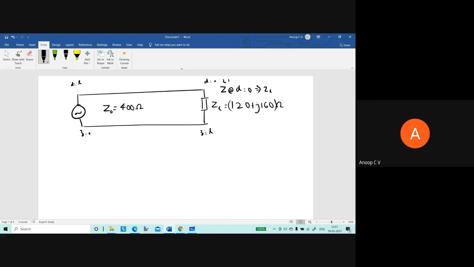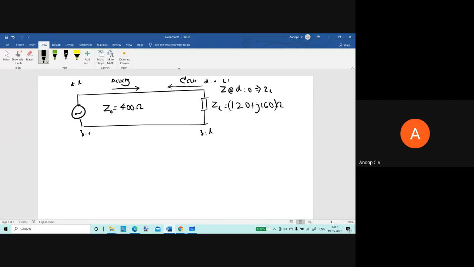Suppose we are moving along the transmission line from the load end towards the source end. D increases, and that corresponds to clockwise rotation in the Smith chart. If I'm moving from right to left, that corresponds to clockwise rotation, and if I'm moving from left to right, that corresponds to anti-clockwise rotation. I'm just recollecting all those things. This is not a part of the question.